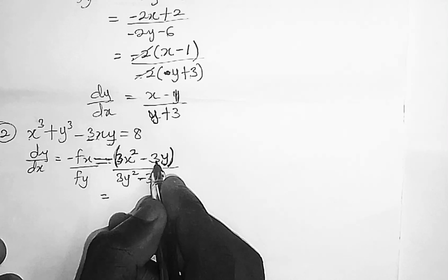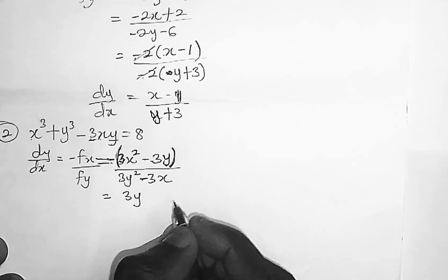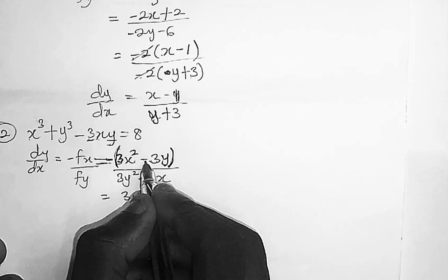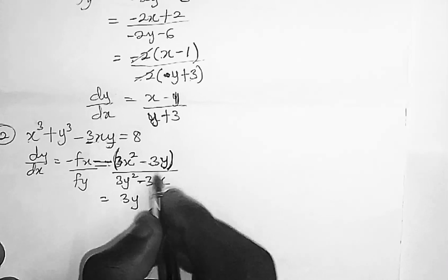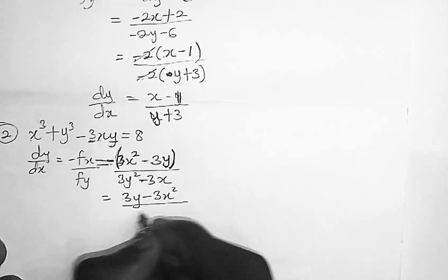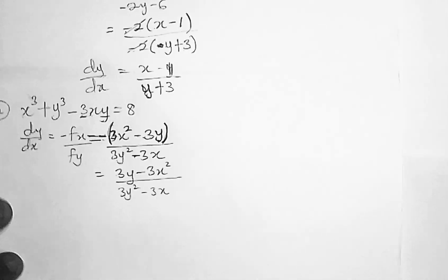Minus 3 times plus, minus times minus 3y will give us plus 3y. I've applied the baby method before, so now let's advance. Minus 3 times minus 3y will give us plus y. Minus 3 times plus 3x will give us minus 3x squared over 3y squared minus 3x. Are you seeing that now?